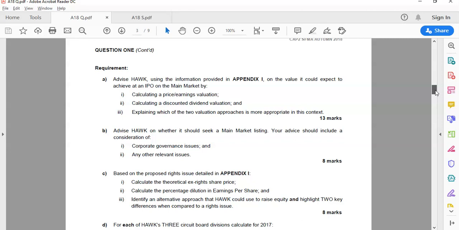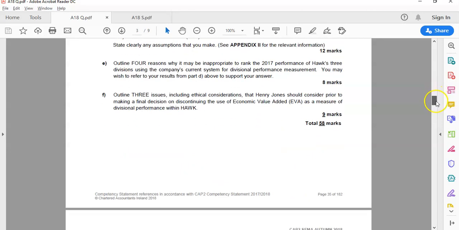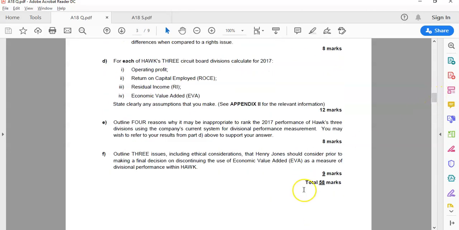So 29 marks out of the 58 were strategic finance. The other 29 marks in that particular exam was all divisional performance. And one of the key things I want you to focus on is 12 marks calculations, 17 marks were narrative.